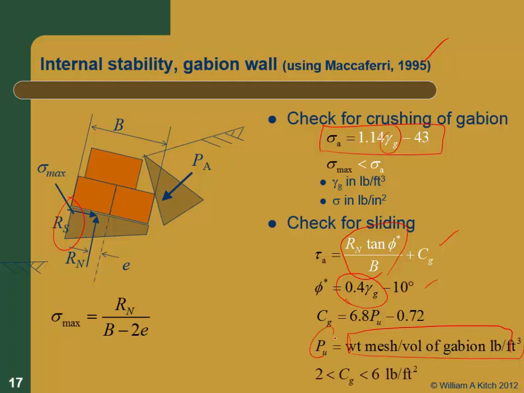This PU number you look up in the designs. Again, it's based on the size of your gabions and the mass of the stuff you put in. And generally, just as a rough number, it's between 2 to 6 pounds per square foot. I'm sorry, I think that's cubic foot. Again, check the guidelines.